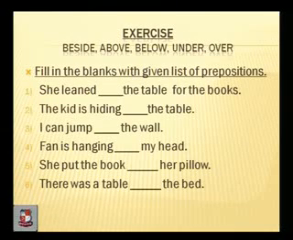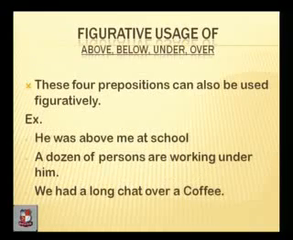I can jump over the wall. Fan is hanging over my head. She put the book under her pillow. Or, there was a table beside the bed. So these are the 5 sentences where we can use our understanding of these prepositions and fill the blanks accordingly.